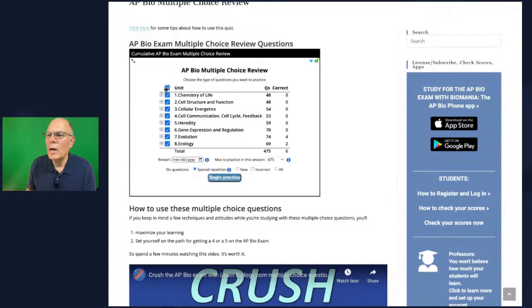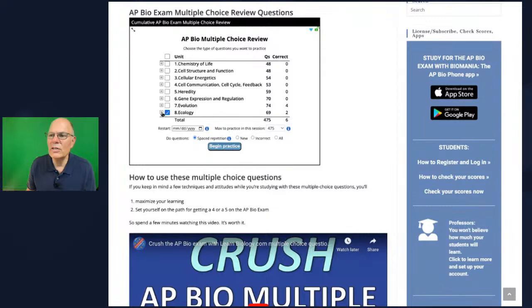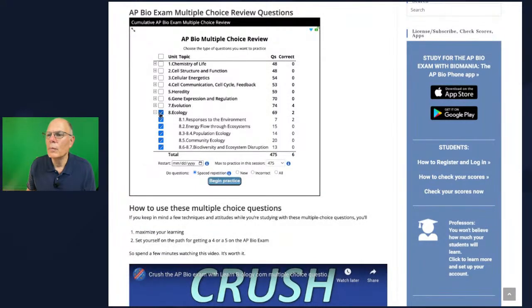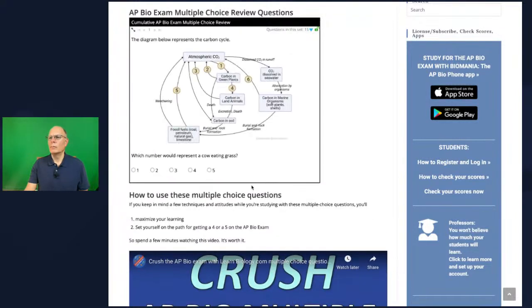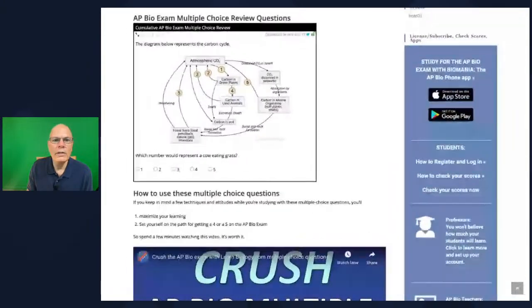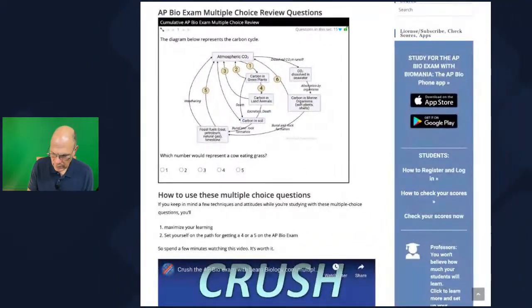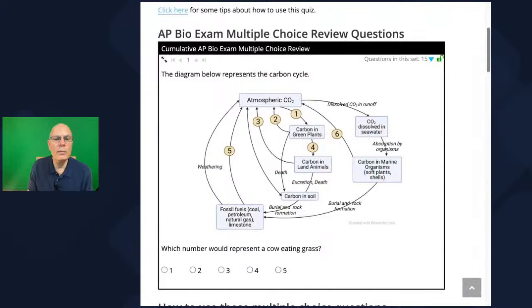Okay, so I want to focus on ecology. So I'm going to click ecology and drill down a little bit more. I'm going to just do energy flow through ecosystems. And we've got 15 questions to practice with. That is pretty small, wondering what I can do to make that bigger. That's pretty good.